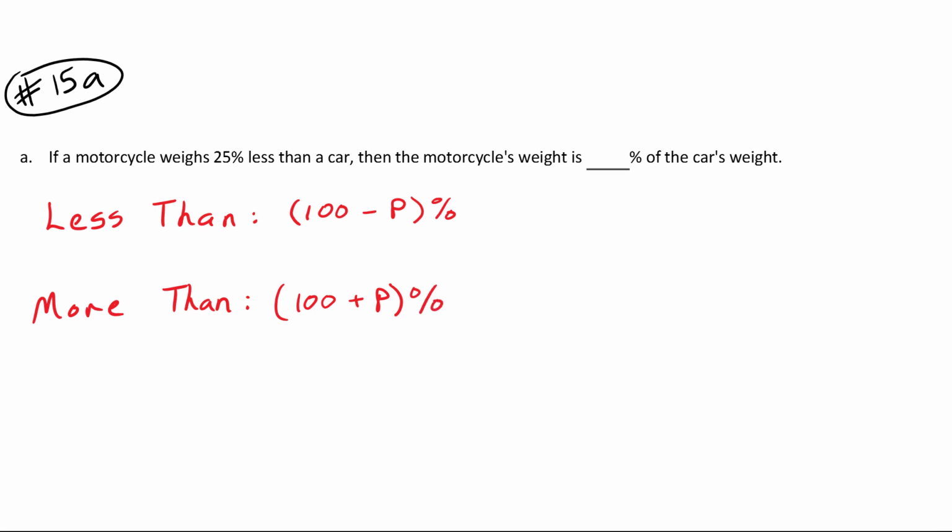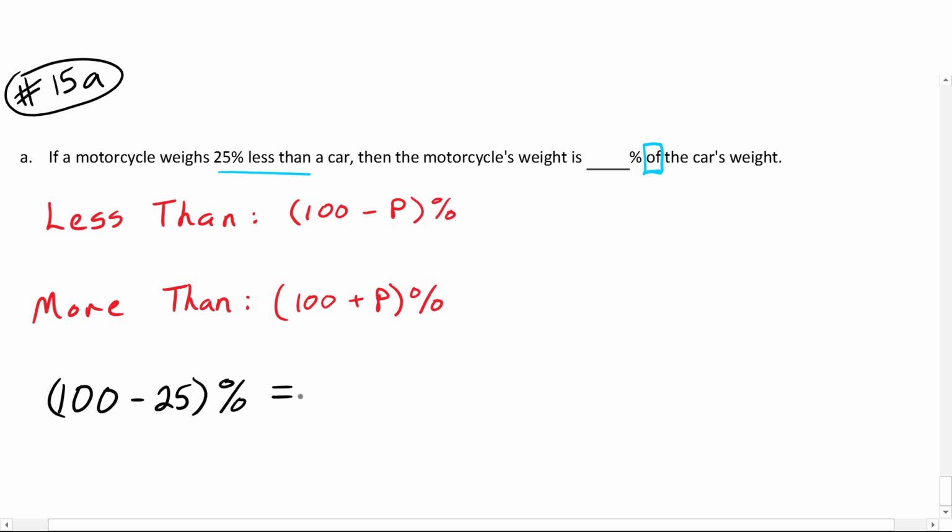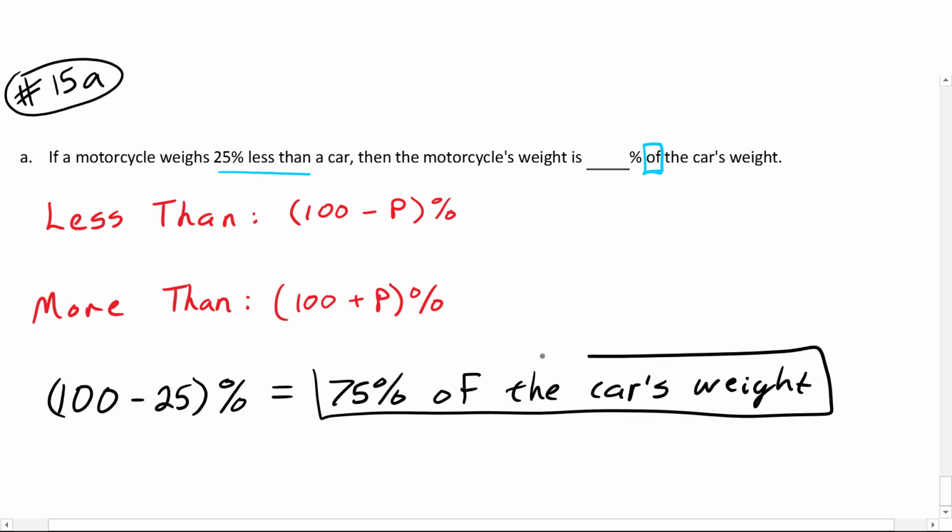So in this case, that changes it from a less than to what we're having here where it says of, that is. So we're saying here that it's 25% less than. So what we'll do is we take 100 minus 25%, or 75%. And that says 75% of the car's weight. And so that's how we can change it from one way of saying it to the other way.